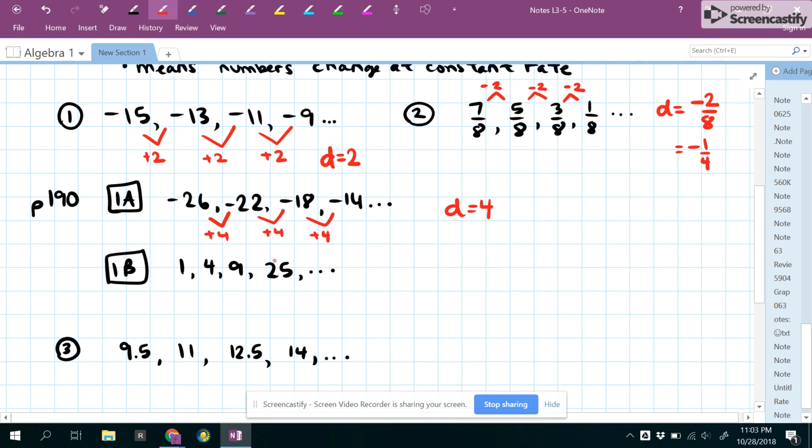Looking at 1b, you may recognize a pattern, but it's not an addition pattern. Because to get from 1 to 4, you add 3. But to get from 4 to 9, you're adding 5. So this one is not arithmetic.